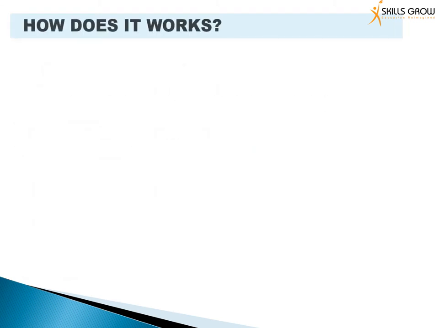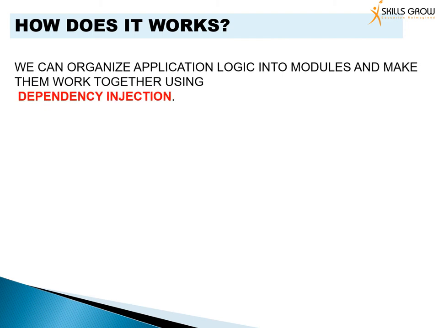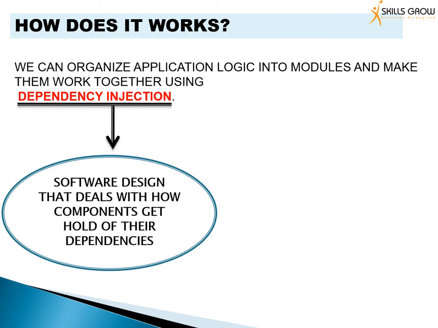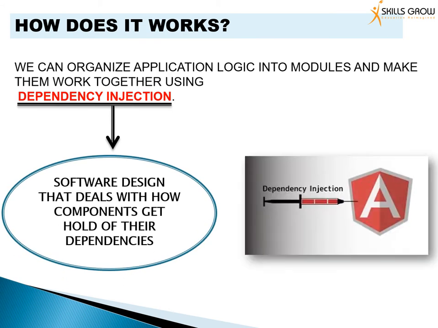How does a module work? Using a module, we can organize the application logic into modules and make them work together using dependency injection. Look at the last word, dependency injection. It is nothing but a software design that deals with how components get hold of their dependencies. Dependency means service and injection means passing of dependency to the client.